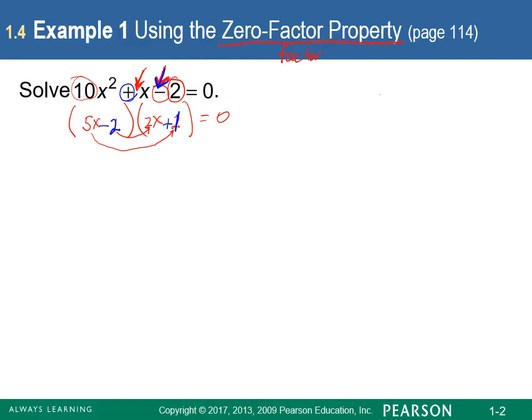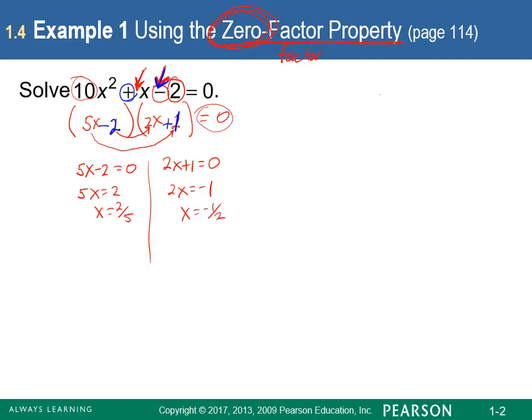So now this is where it gets its name. The zero factor property tells me, since this is equal to 0, I take each one of these and set it equal to 0, and finish solving. Notice we come up with two different answers.